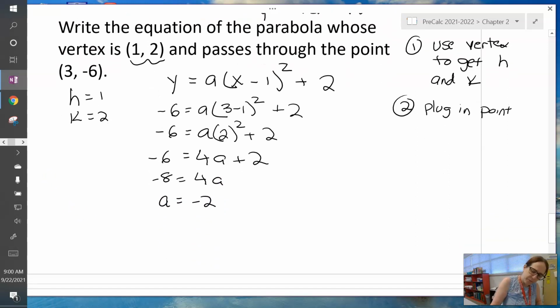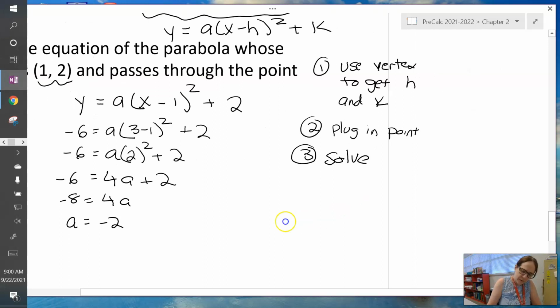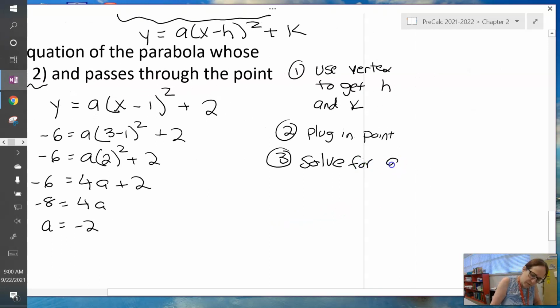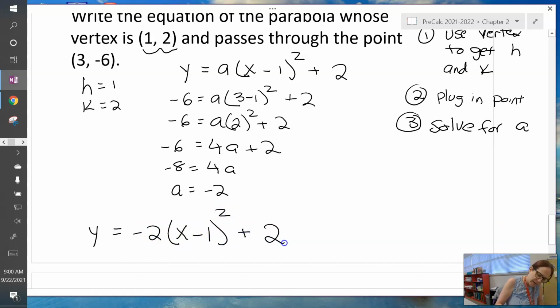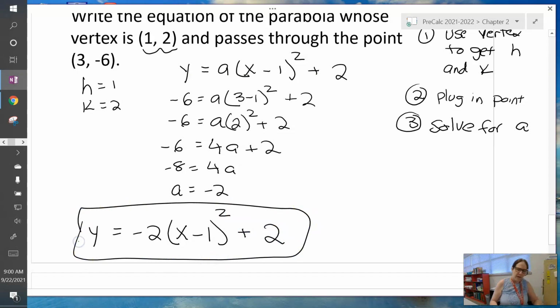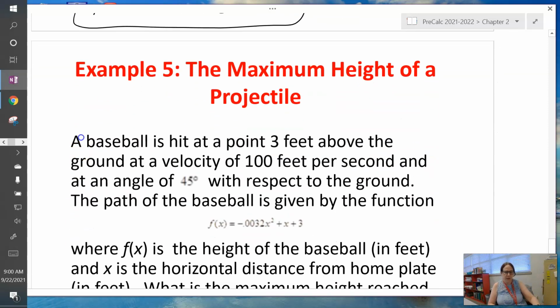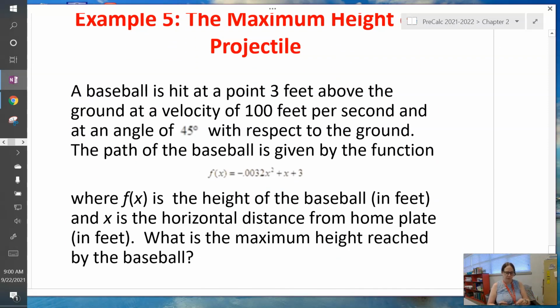So here's our equation. Step 3 is we're going to solve for a, and our equation is y equals, plug -2 in for a, (x minus h) squared plus k. So just plug in the a, h, and k that we get. And that's your answer.